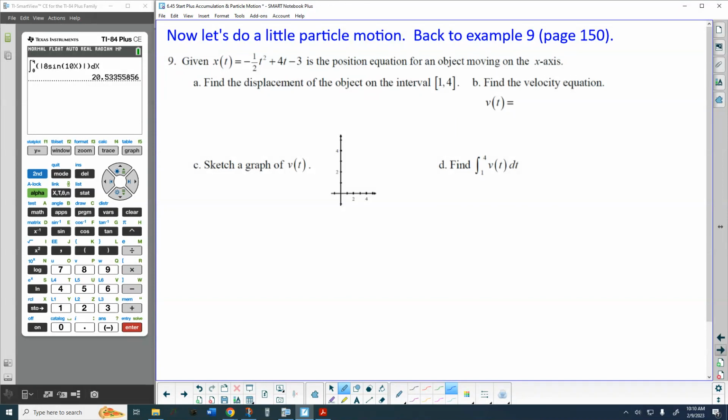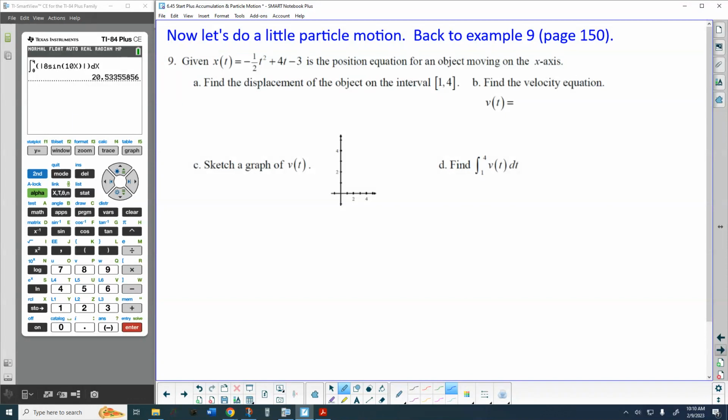Okay, so I want to just talk a little bit more about particle motion. So this is not on your paper. So we need to go back to page 150. Back to page 150, we want to look at example 9. These were the ones where we actually found the area. So we're going to do this one, and then we'll go back to the pink paper that I handed out. So we've got a position function this time, negative 1/2 t squared plus 4t minus 3. We want to find the displacement of the object from 1 to 4.